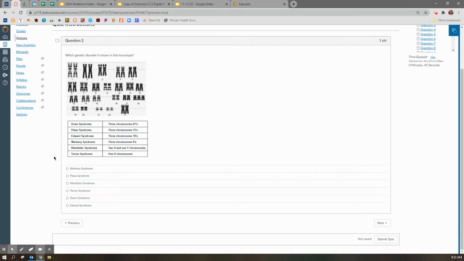Question 2. Which genetic disorder is shown in this karyotype? Is it Warkany syndrome, Patau syndrome, Klinefelter syndrome, Turner syndrome, Down syndrome, or Edwards syndrome?